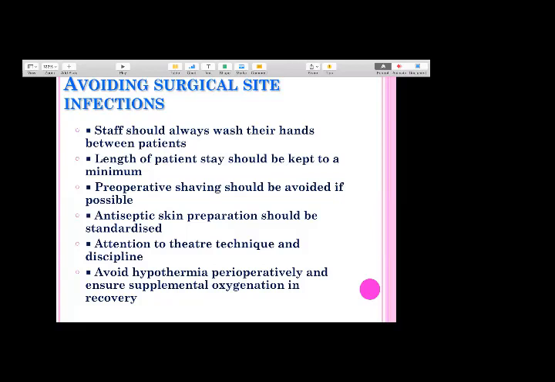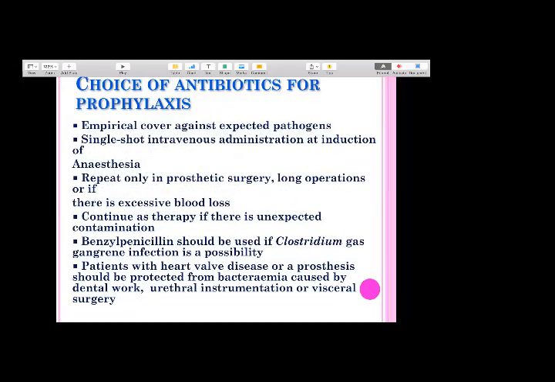Antiseptic skin preparation should be standardized. Attention to theater technique and discipline. Avoid hypothermia pre-operatively and perioperatively, and ensure supplemental oxygenation in recovery is available as well. The choice of antibiotics for prophylaxis should provide empirical cover against the expected pathogens.